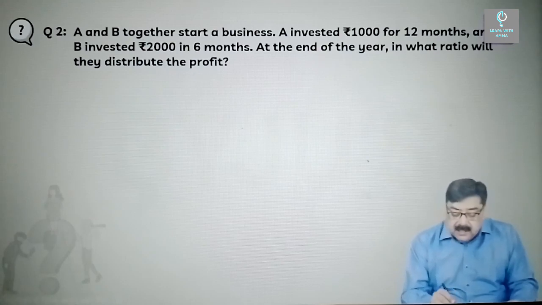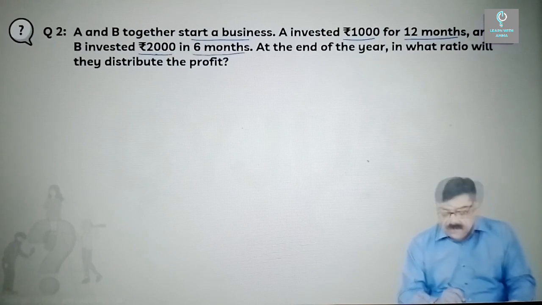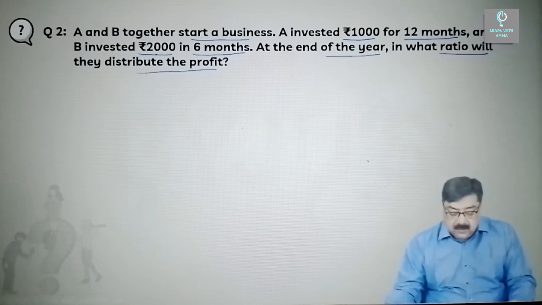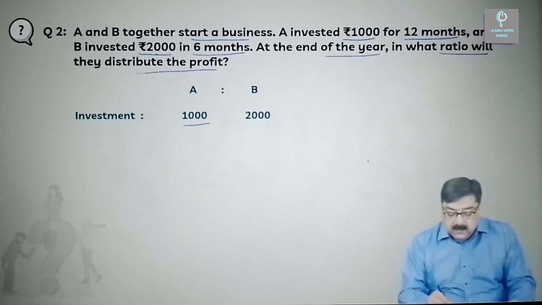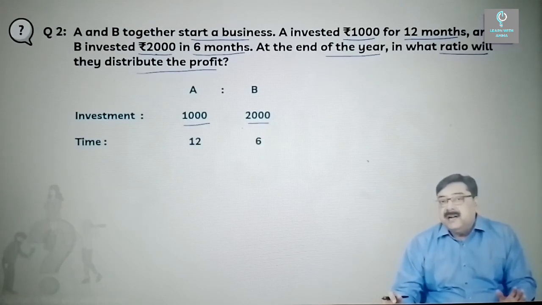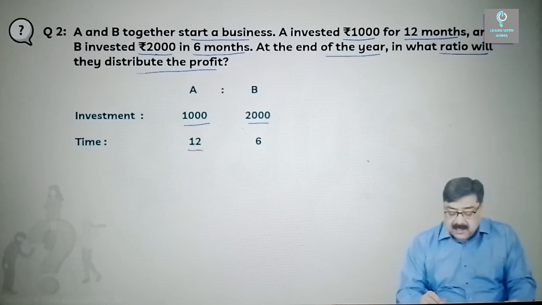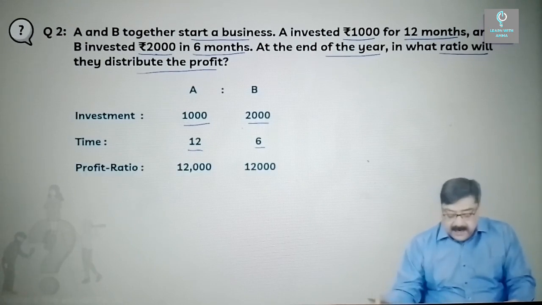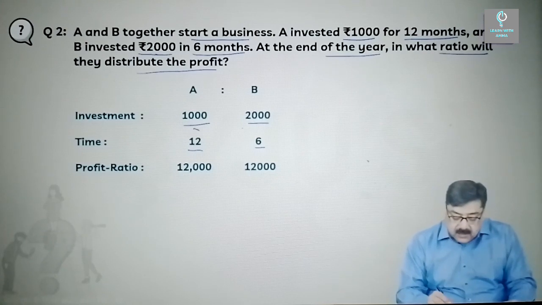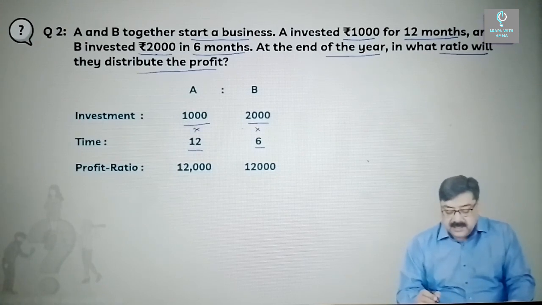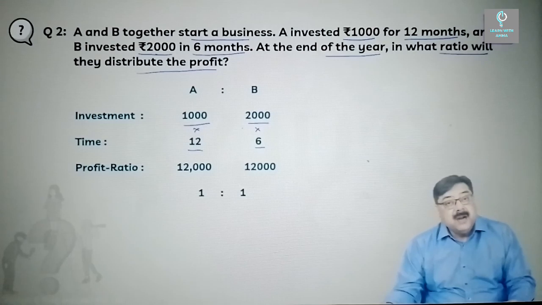A and B together start a business. A invested rupees 1,000 for 12 months. And B invested rupees 2,000 for 6 months. At the end of the year, in what ratio will they distribute the profit? Now, as you can see, A's investment is 1,000 and B's investment is rupees 2,000. The time duration for which A's investment stayed in the business was 12 months and for B, it was 6 months. Hence, the profit ratio is going to be 1,000 into 12 and 2,000 into 6. That is 12,000 and 12,000, which is nothing but 1:1.